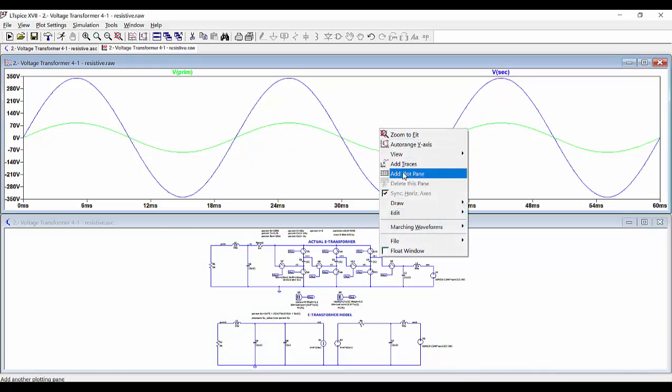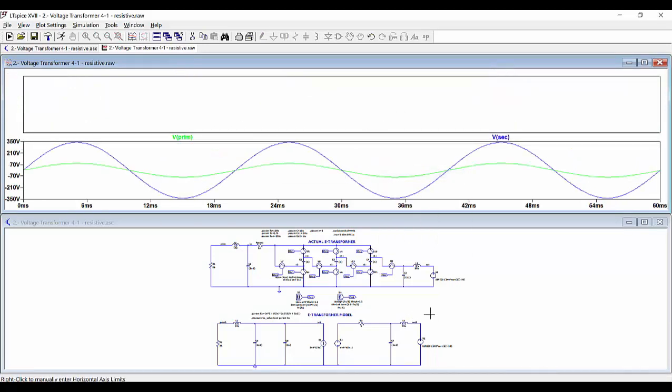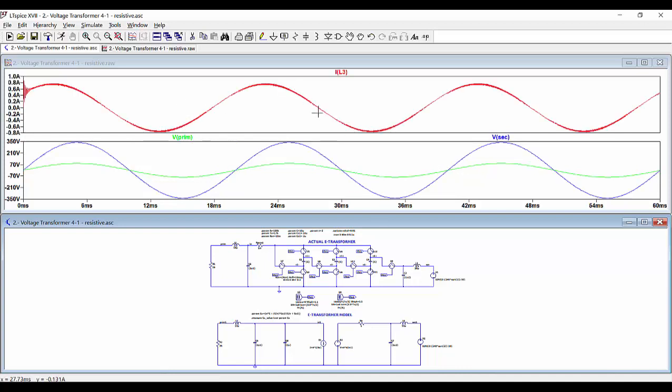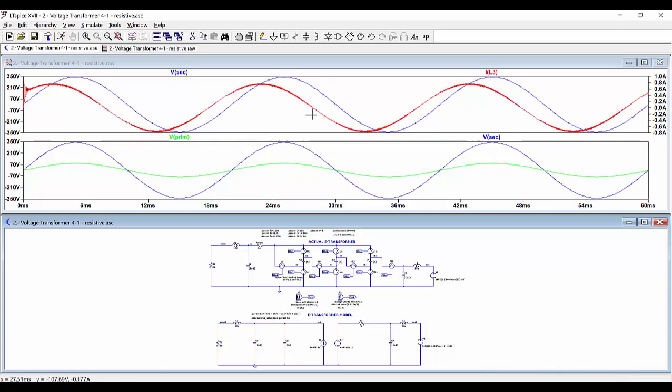And also we can take a look in another pane here at the input current in the actual converter, and compare it with the input voltage. So we can see in red the input current, in blue the input voltage on this part, on the secondary. So we have the same capacitive behavior. We can compare also the current that is entering on this side with the actual circuit. So we can see also that both currents are very similar. So this is a good model for our transformer.